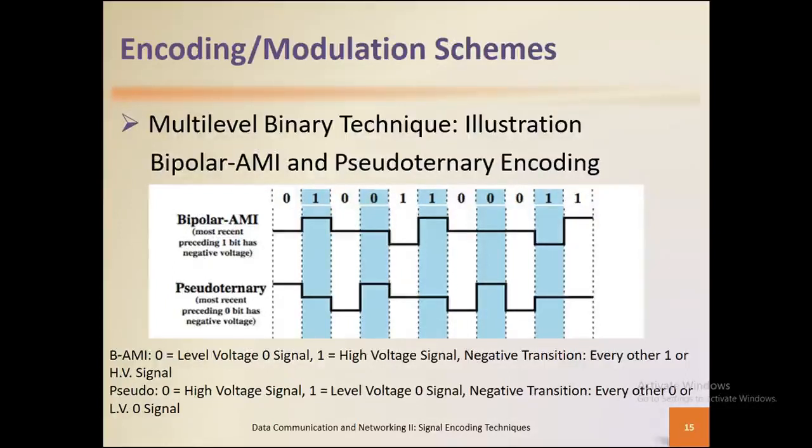That is from a positive level to a negative. As compared to the non-return-to-zero, you only have either a positive or a negative level. So just two signal levels, whereas the multi-level has got three, from a positive, to zero level, and to a negative.